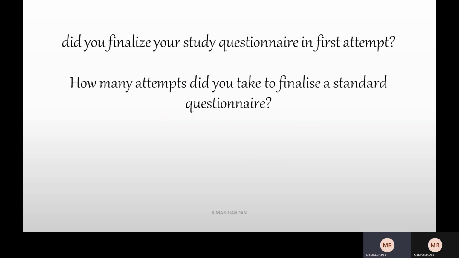The next question is, did you finalize your study's questionnaire in the first attempt? Yes, everybody makes mistakes in the first questionnaire. How many attempts did you take to finalize your standard questionnaire? Minimum 5 to 10 attempts are needed to prepare the questionnaire. There are different methods you have to follow, because a questionnaire has different formats and different ways of framing. How many attempts you take is your own choice, because the questionnaire will give you proper data. While collecting good data, you definitely frame a good questionnaire.